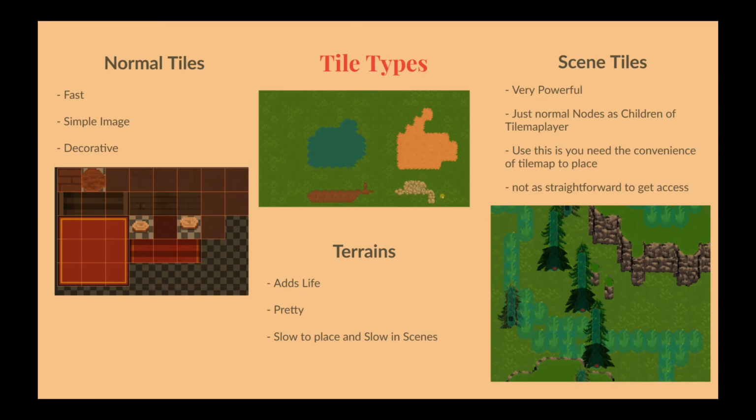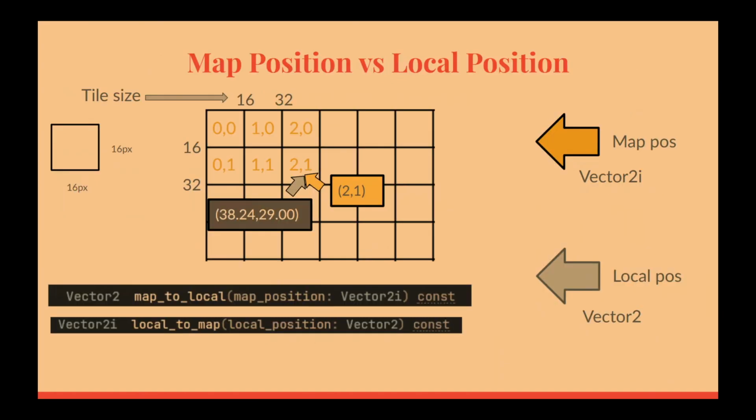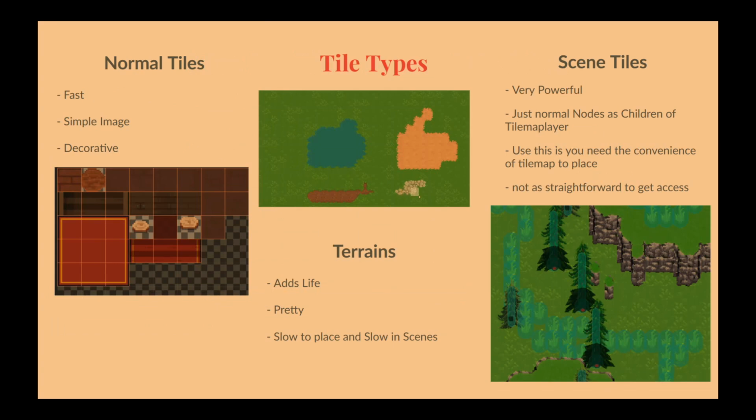But at the end of the day, if you look at the tile map layer, and your game is running and you place scene tiles, it literally just adds that scene as a child of the tile map layer. Whereas normal tiles and terrains do not do that. They don't add it as a child of the tile map layer.